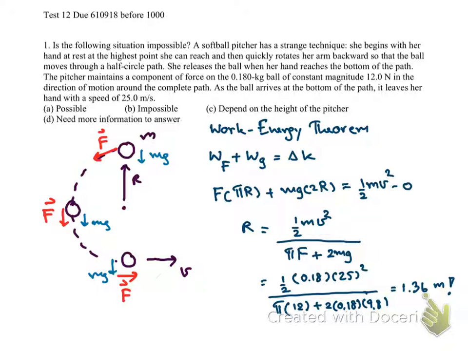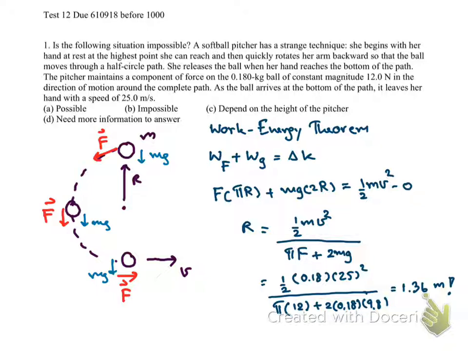Test number 1. Is the following situation impossible? A softball pitcher has a strange technique. She begins with her hand at rest at the highest point she can reach and then quickly rotates her arm backward so that the ball moves through a half-circle path. She releases the ball when her hand reaches the bottom of the path.